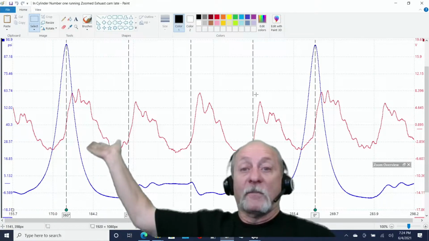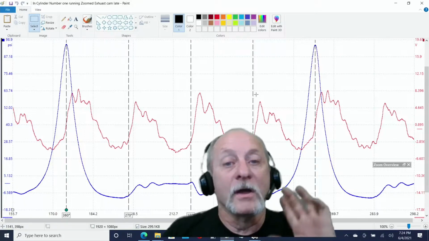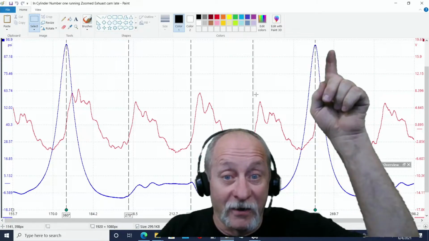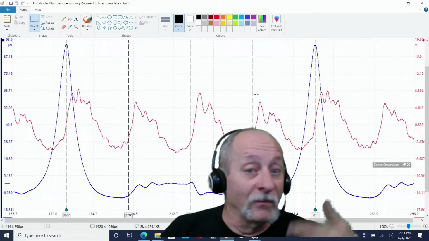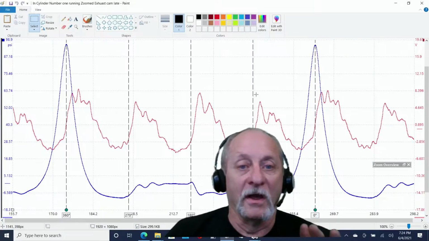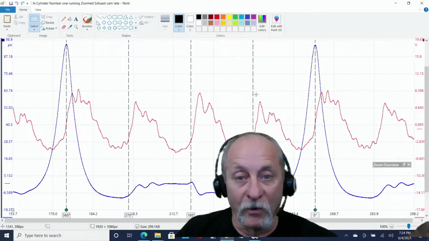It's kind of cleaned up our vacuum waveform a little bit too, because there's less time to push the gases back into the intake. That's why the compression's higher. Cranking, everything's moving so slow, there's a lot of time for the gases to leak out. I'm not going to be the least bit surprised to find out that the valves on cylinder number one are bent.